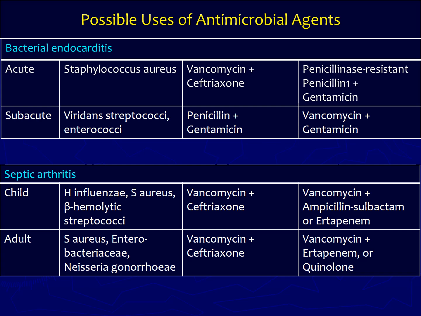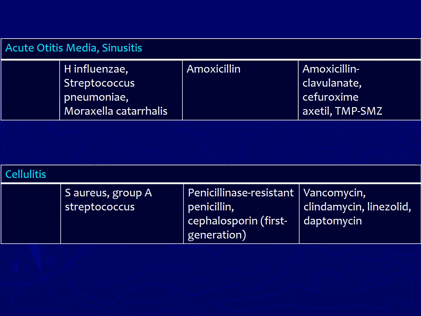Second is the second choice, penicillin resistant penicillin and gentamicin. This is acute bacterial endocarditis. Similarly, subacute bacterial endocarditis. Here, viridans streptococci and enterococci. Here, the combination of penicillin and gentamicin is the first choice. Second is vancomycin, gentamicin. So, in this way, for all other different types of infection, such as septic arthritis, both in children and adults, we have first and second choice. Specific bacteria responsible for these infections of septic arthritis are written here.